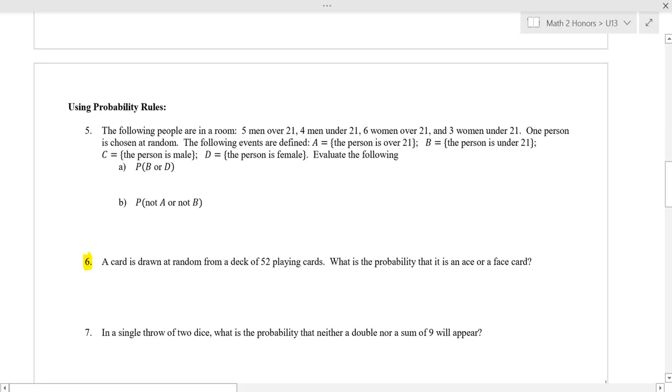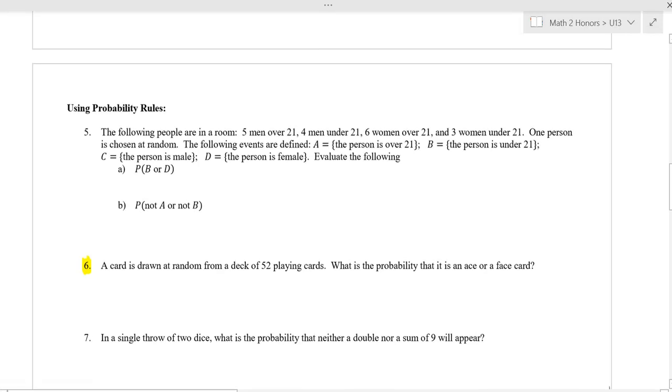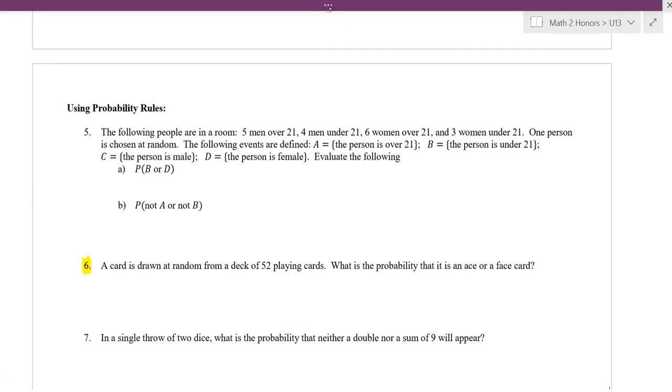The following people are in a room: 5 men over 21, 4 men under 21, 6 women over 21, and 3 women under 21. And 1 person is chosen at random. The following events are defined. I'm just going to say, let's assume nobody's 21, because that case is not even considered here. But let's just assume that nobody is 21 here. Alright, so let's organize this information.